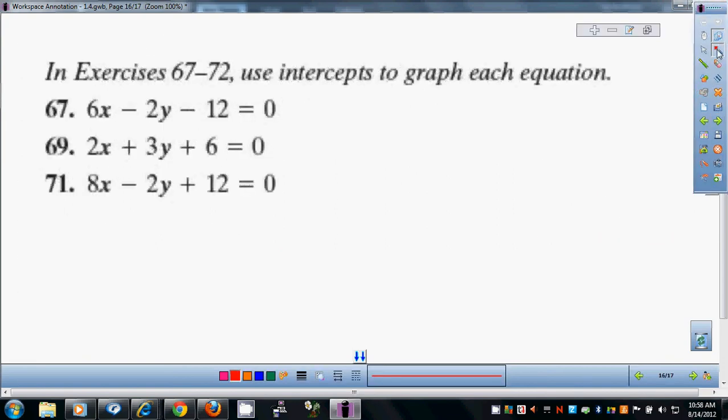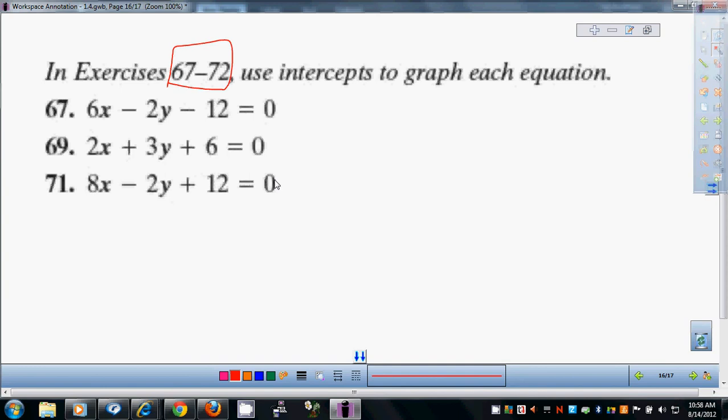Last slide. Use the intercept to graph the equation. Again, you only have to graph one of them. You know what? You don't even have to graph any of these. Please note in your notes, when you get to these 67 through 72, you don't have to graph them. You will have already graphed 5 or 6 of them. All I need you to do is get your intercepts.